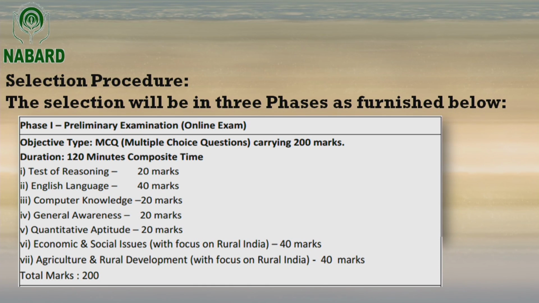Economic and social issues with focus on rural India, 40 marks. Agriculture and rural development with focus on rural India, 40 marks.